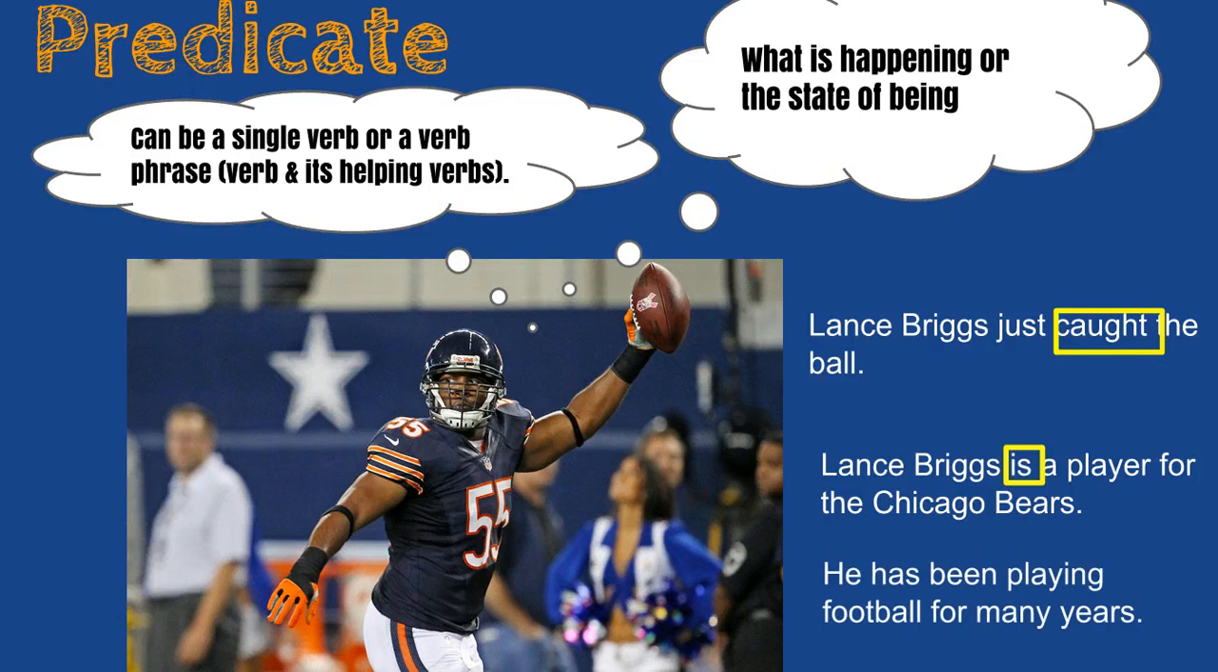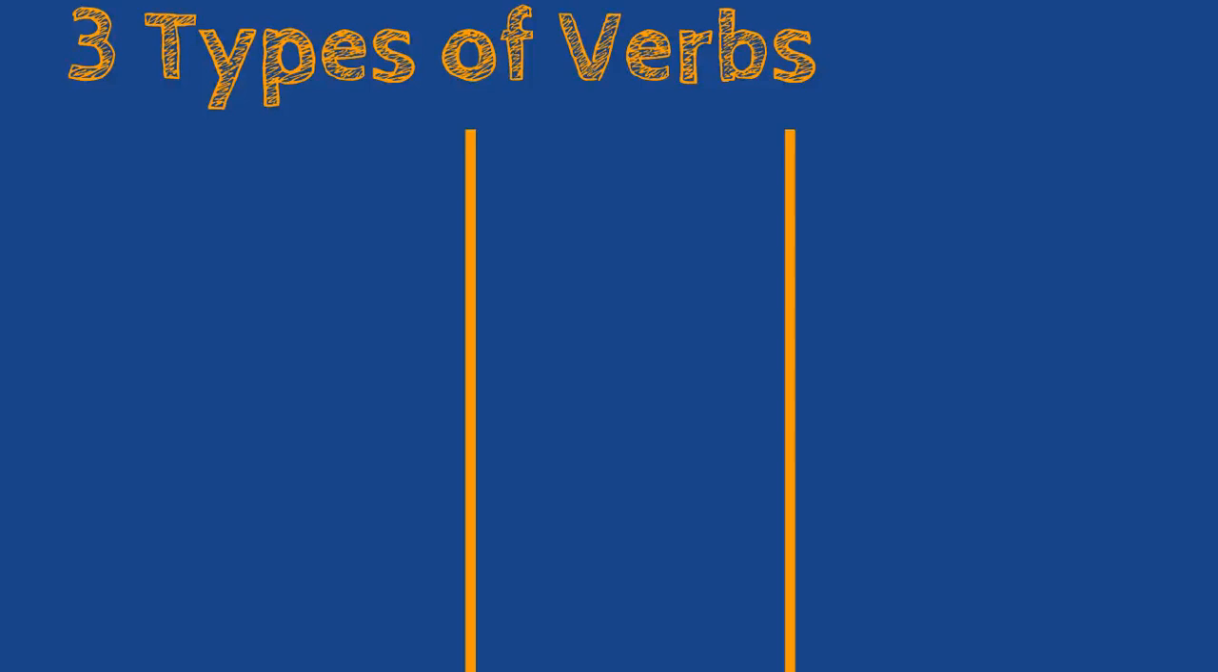He has been playing football for many years. This is one of those verb phrases. Has been playing. I have an action verb, playing, but then I have the verbs has and been, which are helping out this word, playing. So let's break this down a little bit more.